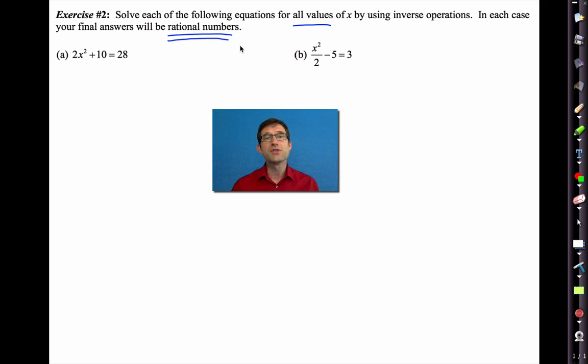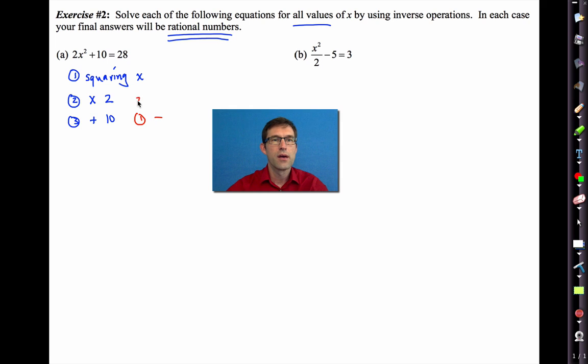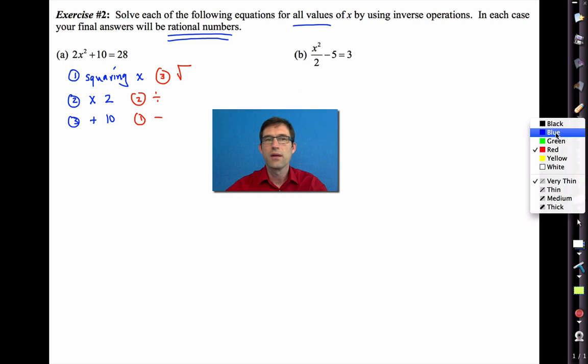Now, what we want to do, though, is use inverses in the opposite order in which they happened, right? So take a look at this. The first thing that happened was squaring x. And I'm going to only write this out first. We squared x, then we multiplied by 2, and then we added 10. All right? So we will undo that in this order. Let me go to red. We will undo that by subtracting, undo that by dividing, and undo that by square rooting. Okay? So let's do it.